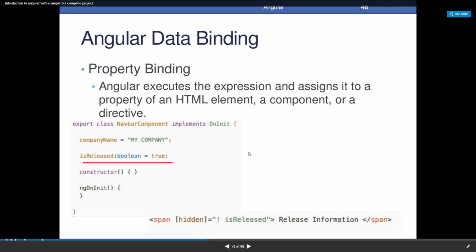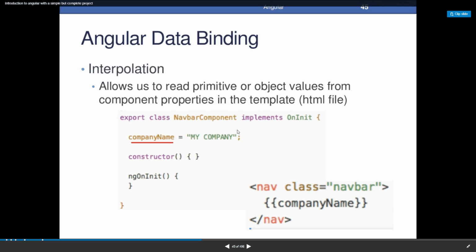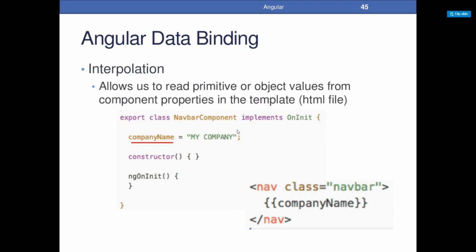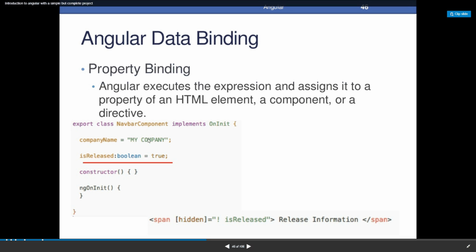Then there is property binding. Now that was a simple data binding. Now this is a property binding. So Angular executes the expression and assigns it to the property of an HTML element, a component, or a directive. So for example, this is how you do the property binding, using a square bracket.